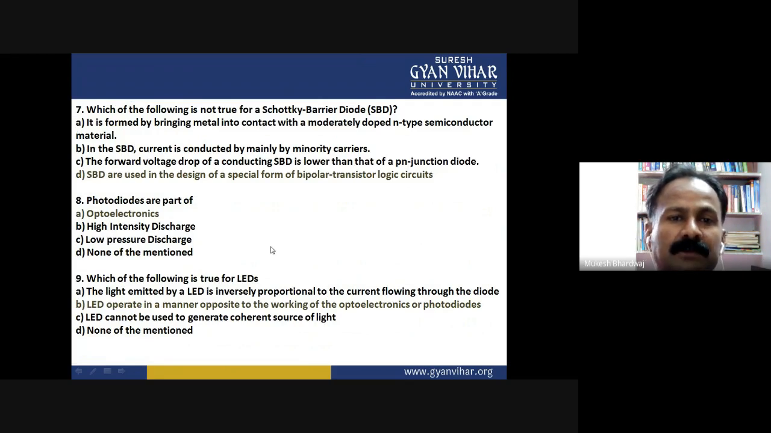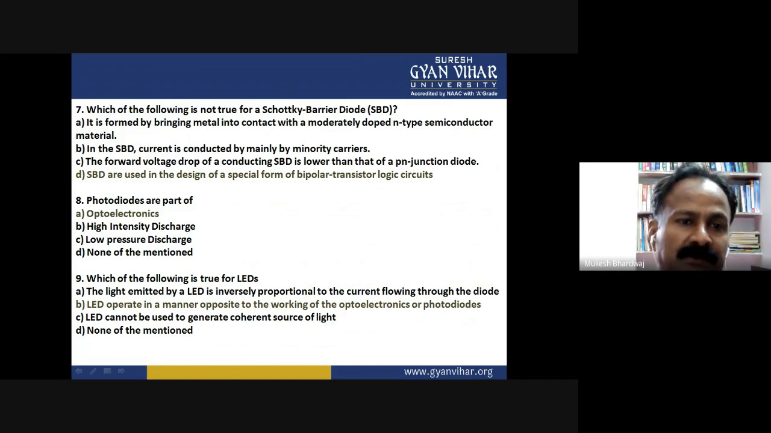Which of the following is not true for Schottky barrier diode? It is formed by bringing metal into contact with moderately doped N-type semiconductor material. In the Schottky barrier diode, current is conducted mainly by minority carriers. C option, the forward voltage drop of a conducting Schottky barrier diode is lower than that of a PN junction diode. And the fourth option, SBDs are used in the design of a special form of bipolar transistor logic circuit.